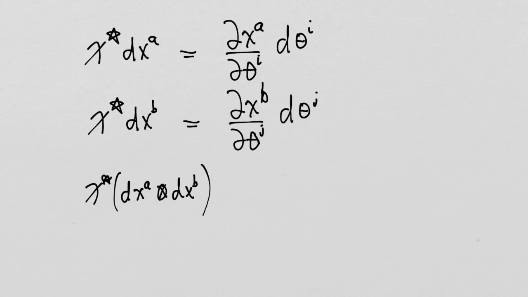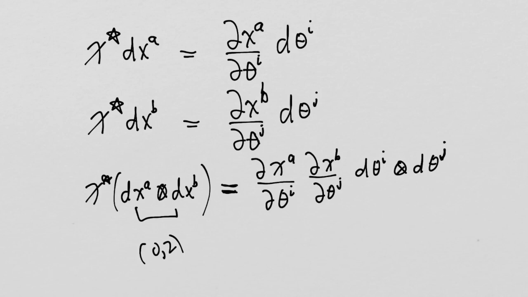And now I write down that the push forward of this basis vector of the 0,2 tensor product space is going to be, because of linearity, you end up with this relationship right here. So the push forward of this 0,2 tensor is simply this. And these you can calculate.